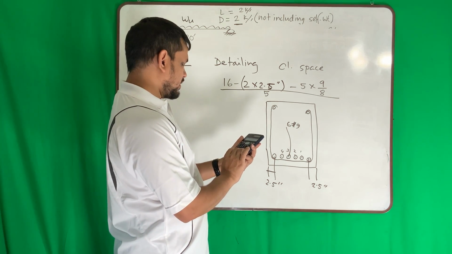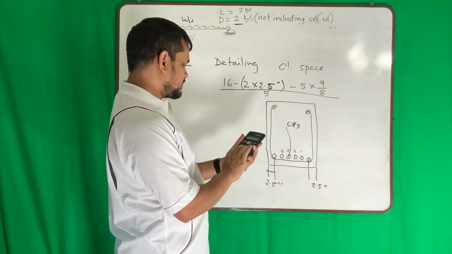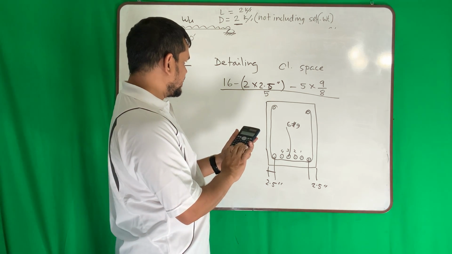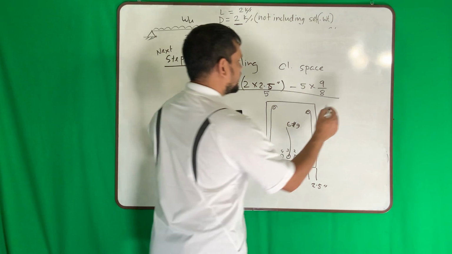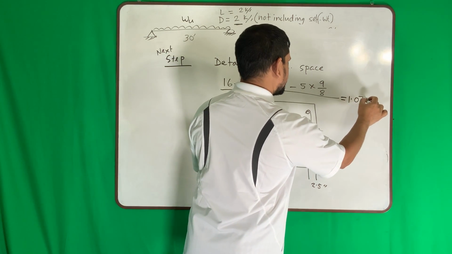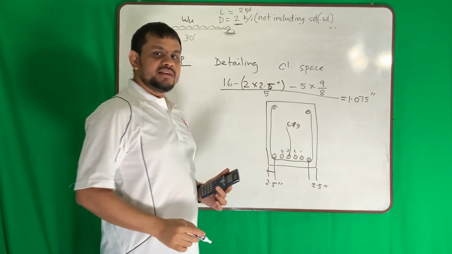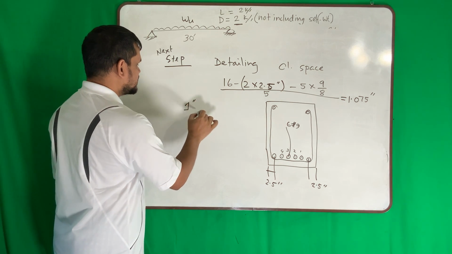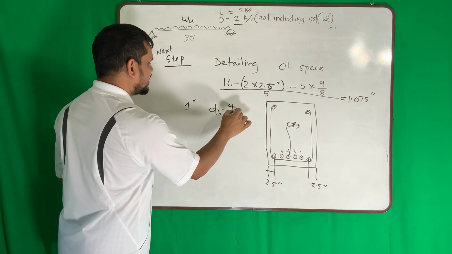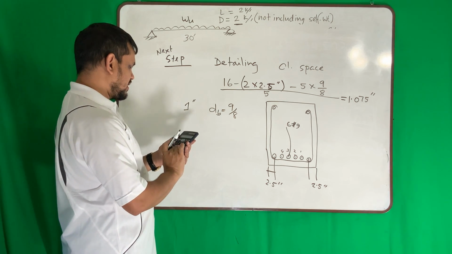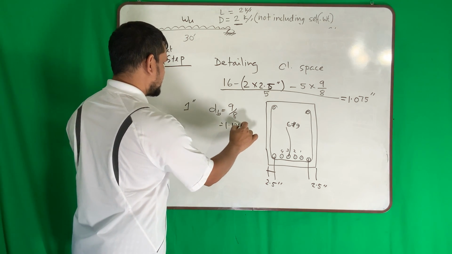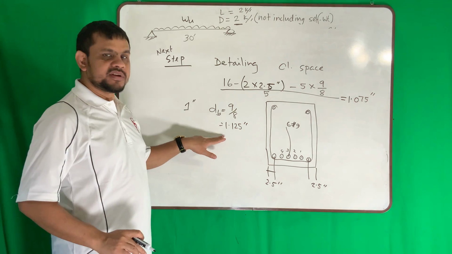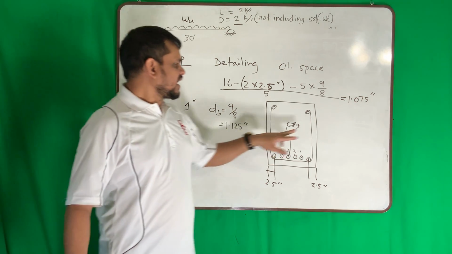So 16 minus 2, 2.5 minus 5, 9 by 8. 5.375 divided by 5. I got 1.075 inch. Is this clear space good? We know that minimum clear space should be 1 inch or bar diameter. What is my bar diameter? 9 by 8, so 1.125 inch. So we need this amount of space, this or this, whatever is larger. We need this amount of space. But I have this amount of space.